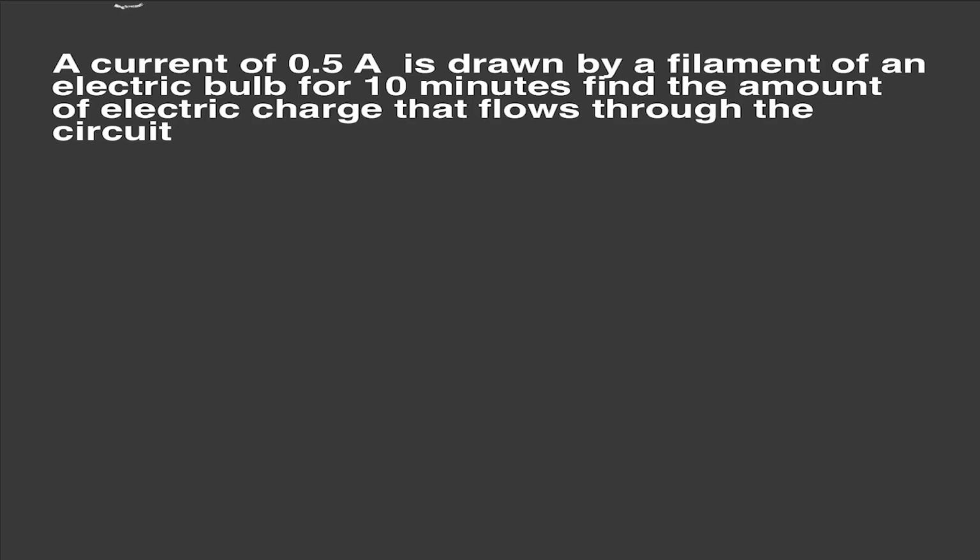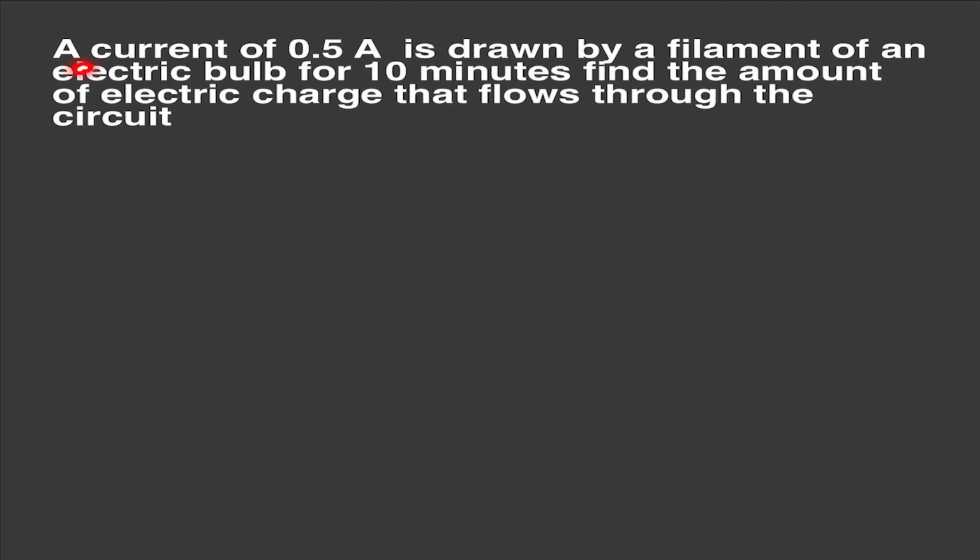In today's class, we shall be discussing the important numericals from your examination point of view. So here is the first numerical. A current of 0.5 ampere is drawn by a filament of an electric bulb for 10 minutes. Find the amount of electric charge that flows through the circuit. So we are supposed to find the electric charge.